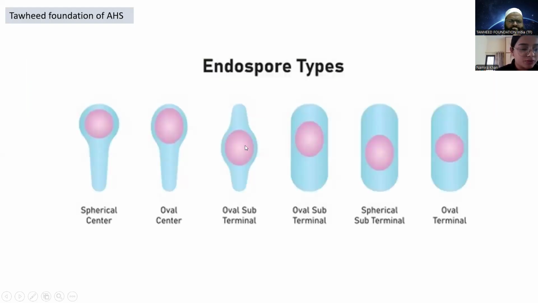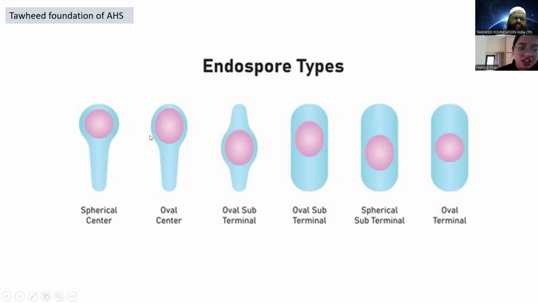Types of endospores: spherical central, oval subterminal, spherical subterminal, and oval terminal. So we'll start with spherical central. Its location is in the center of the bacterial cell, and its shape is round or spherical. It affects the bacterial cell shape, which remains mostly unchanged. For example, Bacillus subtilis often has spherical central endospores.